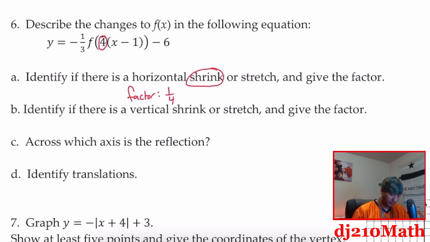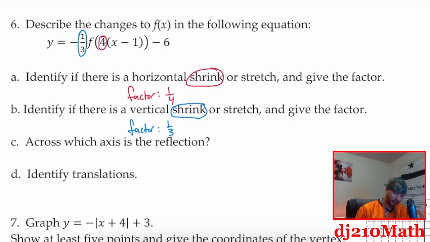All right, B, identify the vertical shrink or stretch. Give the factor. All right, outside the function, outside of f of x, we have 1/3. So this behaves how you would think, right? It's a fraction, so it's definitely going to shrink. It's smaller than 1. Smaller than 1 is a shrink outside. And that factor is exactly what you think it would be, 1/3, right? Outside the function, it behaves normally. Inside the function, everything is backwards.